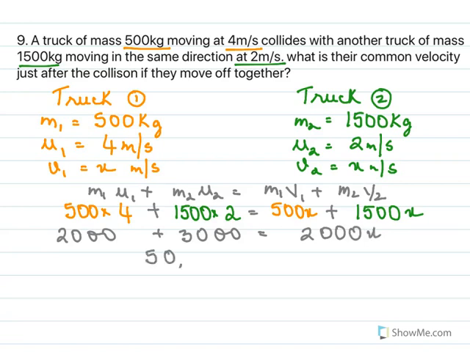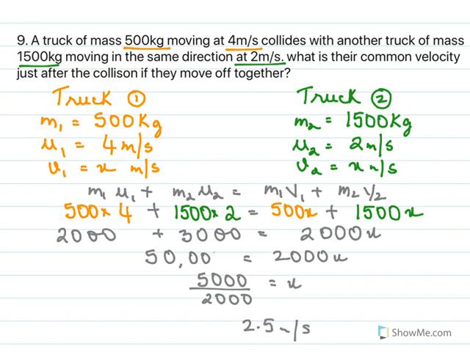So here we get 5,000 equal to 2000 x. Here again, this is not 50,000, this is 5,000. So it becomes 5,000 over 2000 equal to x. 2.5 meter per second equal to x. So both the trucks will move together with a speed of 2.5 meter per second.